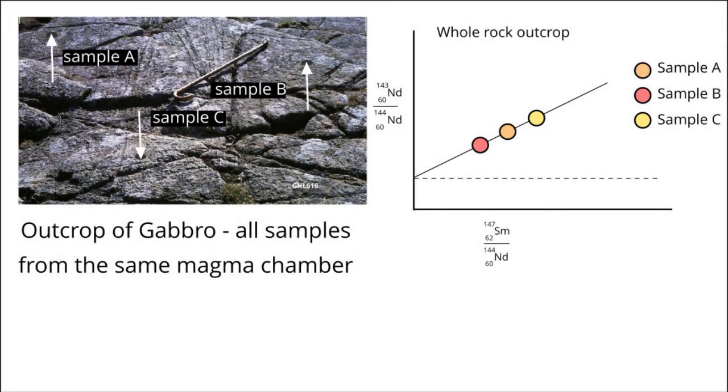The composition of the chemicals in a magma chamber will not be homogeneous, so taking samples of whole rock from different places in an outcrop will give an isochron plot, although the positions on the plot are likely to be closer together than when using individual minerals, and therefore the plot will be less accurate.